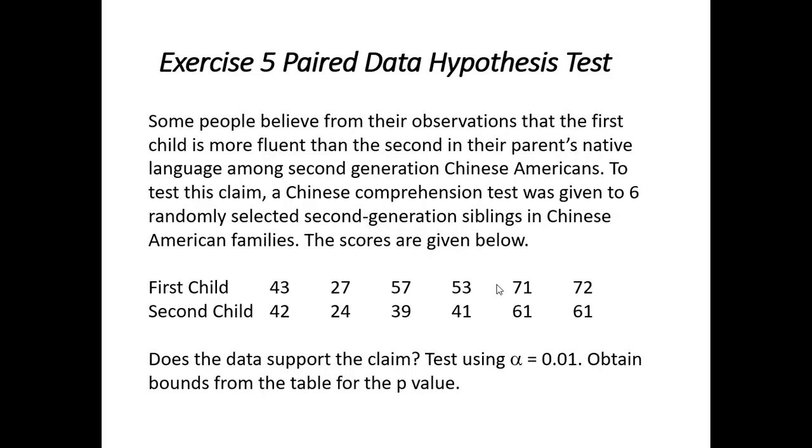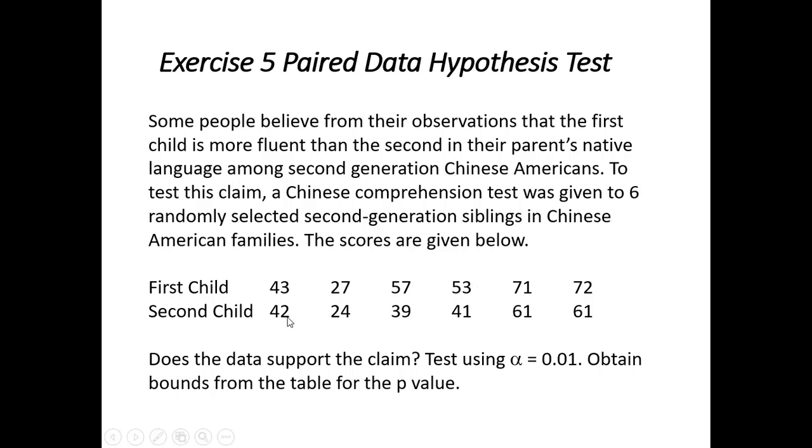So here's an example. Some people believe from their observations that the first child is more fluent than the second child in their parents' native language among second-generation Chinese Americans. To test this claim, suppose a Chinese comprehension test was given to 6 randomly selected second-generation siblings in Chinese American families. So the scores are given below.